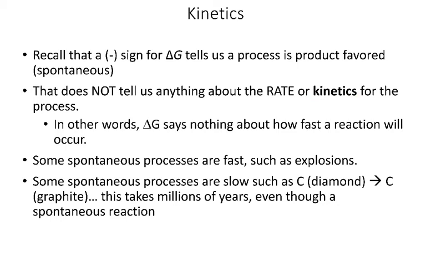Some spontaneous processes can be fast, such as explosions, but other spontaneous processes can be quite slow. For example, the conversion of diamonds into graphite is actually a spontaneous process. So despite a popular ad campaign, diamonds are not forever. However, this process takes millions of years, even though it's a spontaneous reaction. So the study of what factors contribute to a reaction being faster or slower is the study of kinetics.